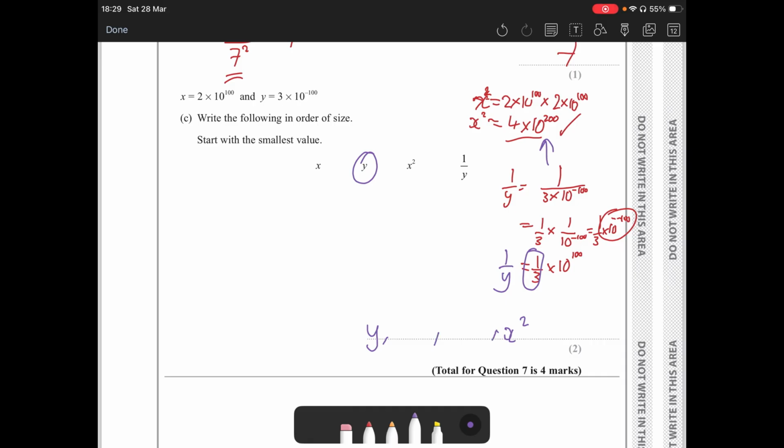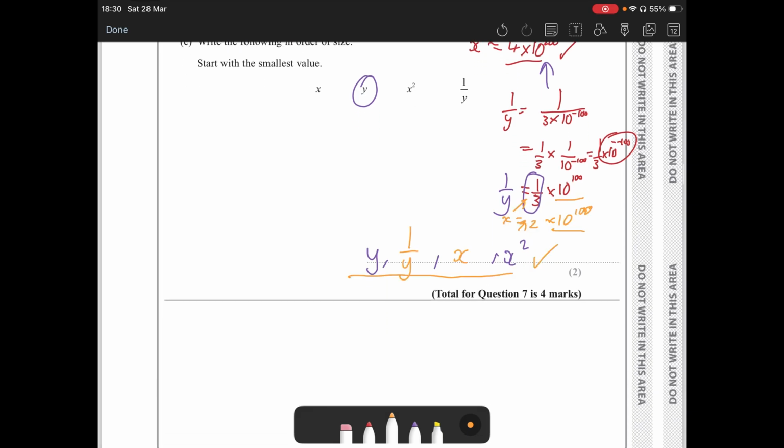Obviously, now the tricky part will be comparing which between x and y is bigger. Well, remember, x we said was 2 times 10 to the 100. So when we compare numbers in standard form, we always look at the power first, and if they're the same, which in this case they are, we then have to say which of the number at the beginning is smaller. And clearly, 1/3 is smaller than 2, so 1 over y is the smaller one between 1 over y and x. So this is the correct order. Well done if you said that.